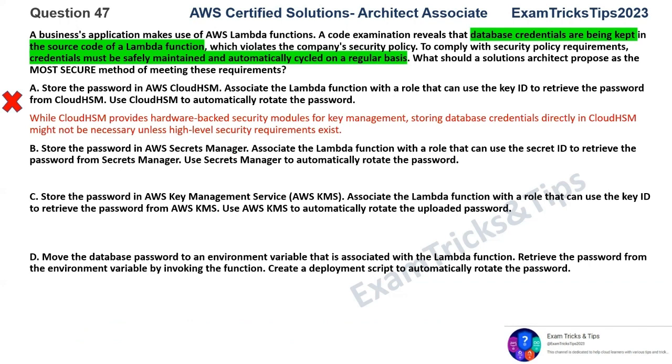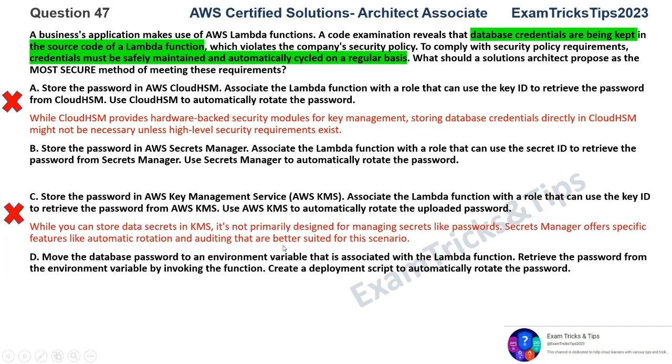Let's go to option C. It says store the password in AWS KMS, associate the Lambda function with a role that can use the key ID to retrieve the password. Now, you can store data secrets in KMS, but it's not primarily designed for managing secrets like passwords. Secrets Manager is the service that is specifically created for managing passwords and automatic rotation of the password, etc. So that's a much more suitable service. So option C is wrong.